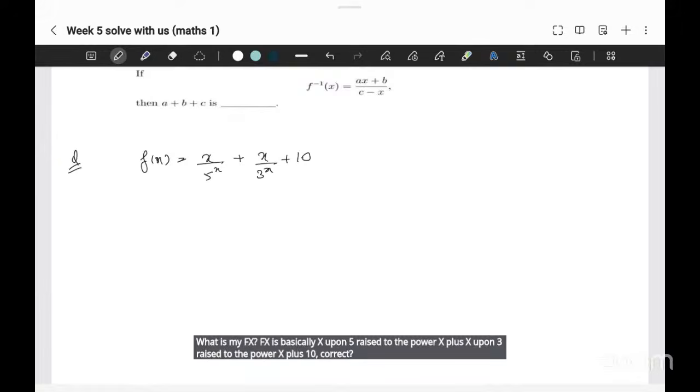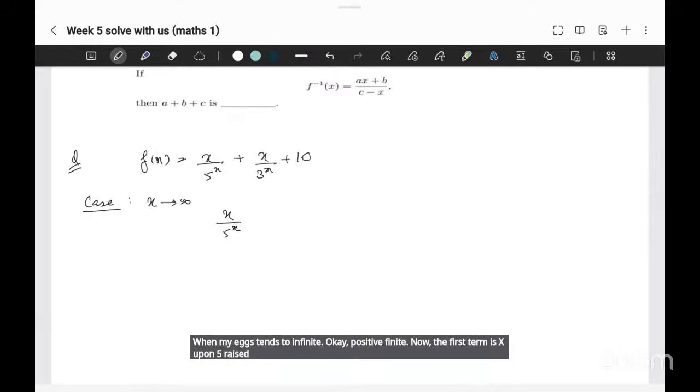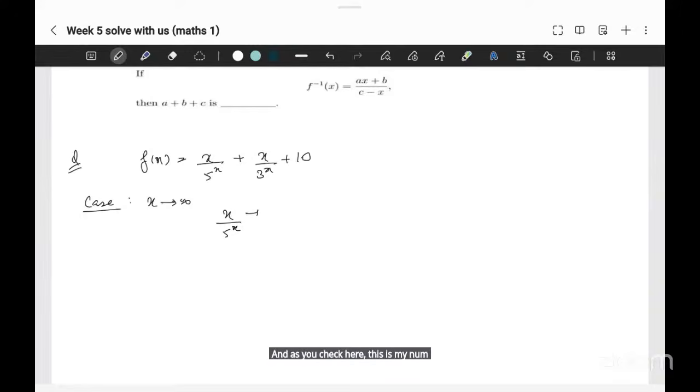Now, we will just check each of the terms. So the first case is when my x tends to infinity, positive infinity. Now, the first term is x upon 5 raised to the power x, correct? If you check here, my numerator is basically a linear term, correct? And this part is an exponential term. Yes or no? Yes.